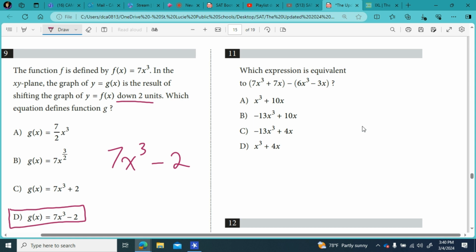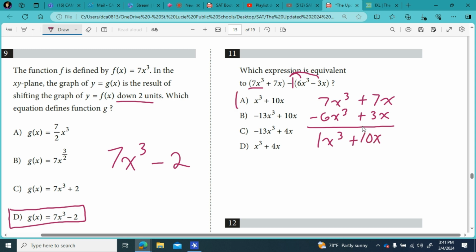Maybe you want to put an invisible -1 out front here and distribute it to these two pieces and then combine like terms. So at the front, you have 7x cubed plus 7x. And rather than subtract, if I distribute my -1, this would be minus 6x cubed minus a negative turns into plus 3x. That gives us 1x cubed, both positive, so plus 10x. That gives us answer choice A.